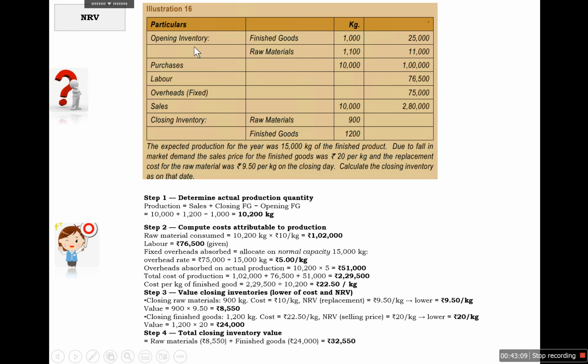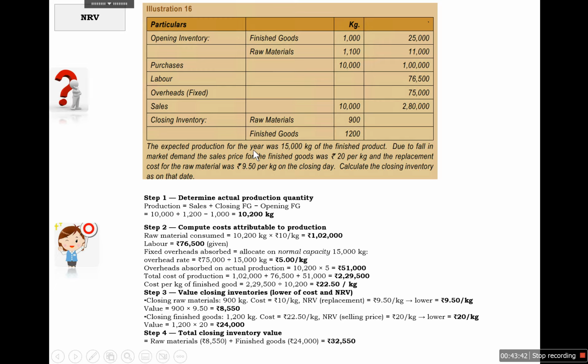So next is opening stock of finished goods 1000 kg, 25,000, raw material 1100 kg, amount is 11,000, and we have further purchased 10,000 units of 1 lakh. Labor we have incurred 76,500. Fixed overhead is 75,000. Sale that we have done of 10,000 units is 2,83,000. Closing inventory is given: raw material 900 and finished goods 1,200.